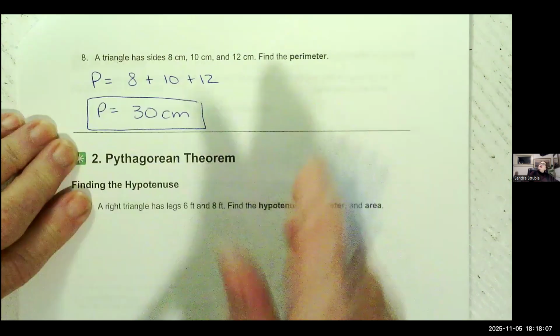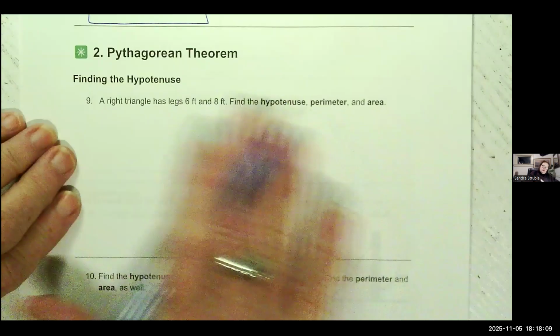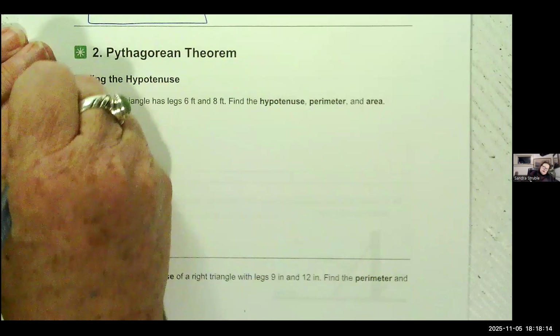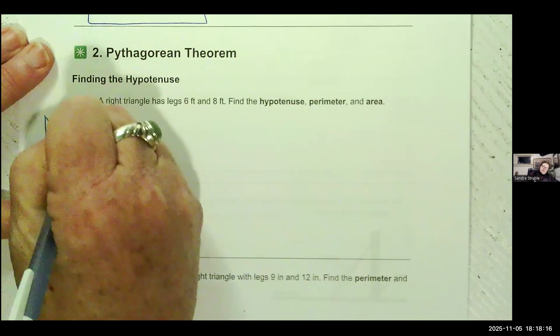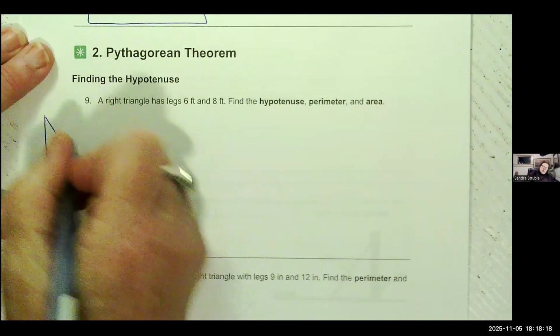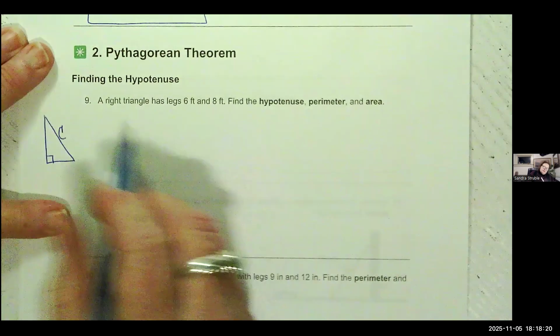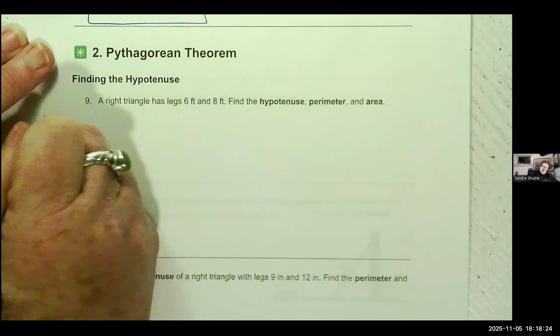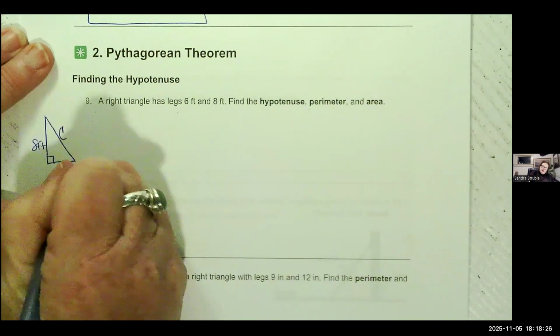Pythagorean theorem, finding the hypotenuse. All right. Do a quick little drawing here. We're going to be looking for c, it's our hypotenuse. A right triangle has legs 6 and 8 feet. Find the hypotenuse, the perimeter, and the area.